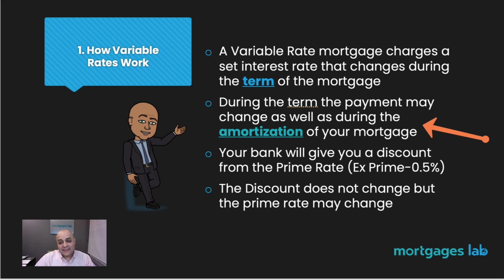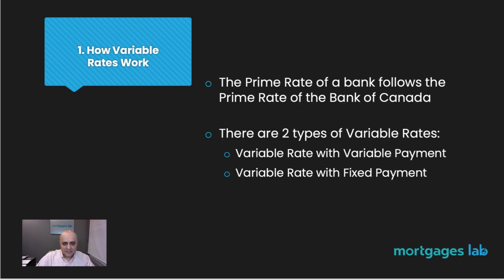Now, the variable interest rates will be set according to a discount over the prime rate of Canada, okay? So as an example, the bank will give you a discount, let's say half a point or 0.5% below prime, okay? That discount does not change over the term. The only thing that can change is the prime rate. So once you have your discount, that doesn't change. The only thing that changes is the prime rate of Canada. So that's how variable rates work.